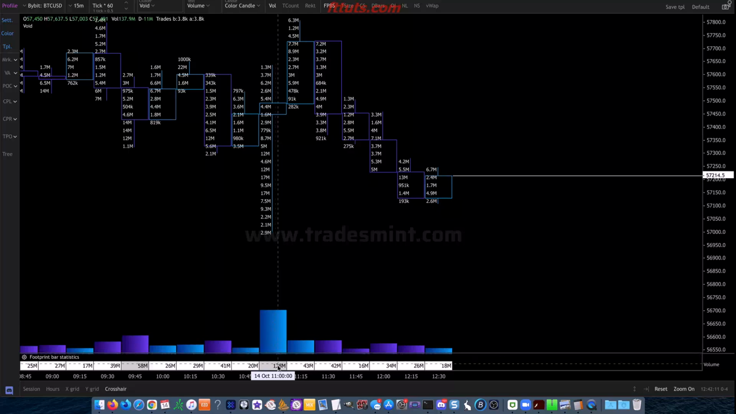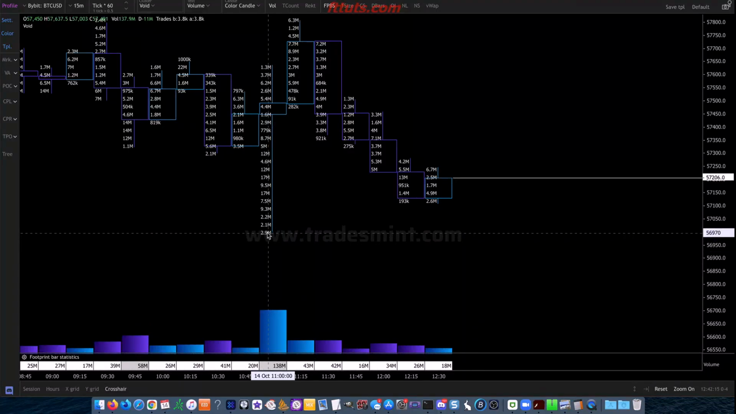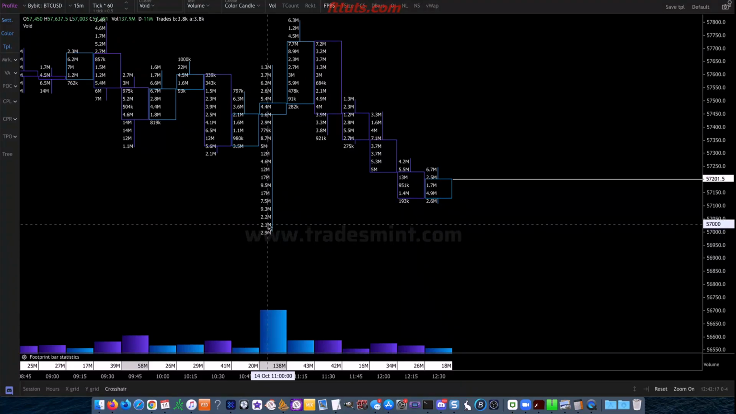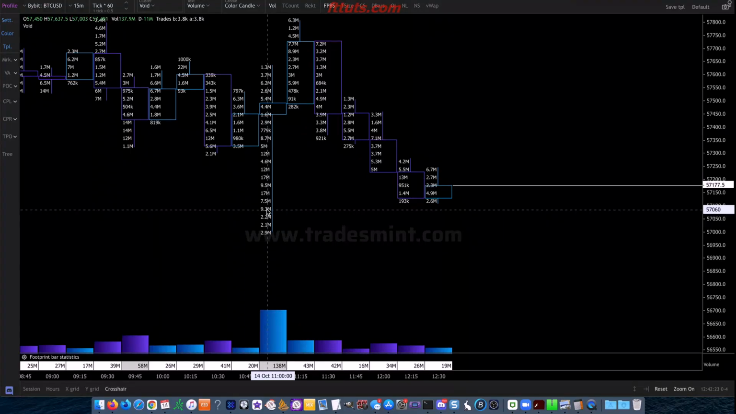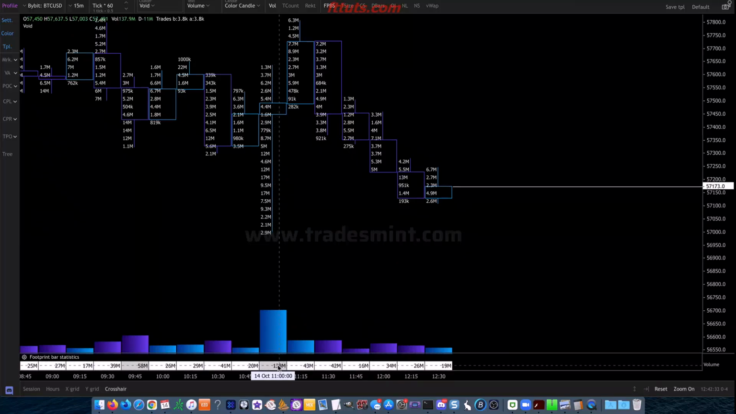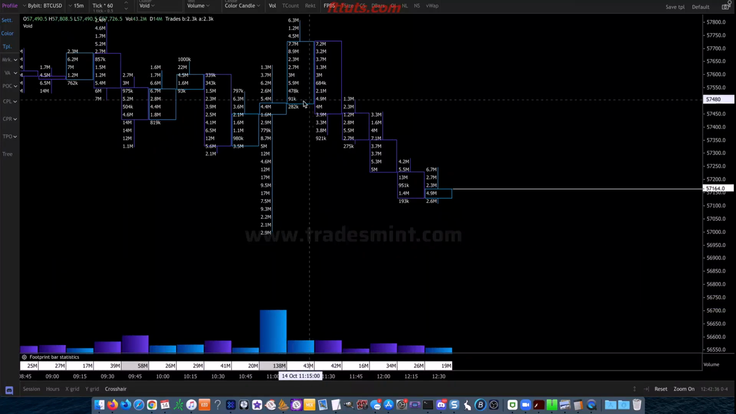So out of this 138 million, 2.9 million came in at 56,970, 2.1 million came in at 57,000, 2.2 million came in at 57,030, 9.3 million came in at 57,060. And if we add all these volumes together that came in at all the different prices, we can see that it will add up to 138 million. So this is the total amount of volume.